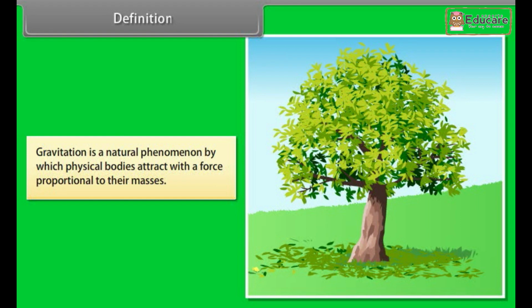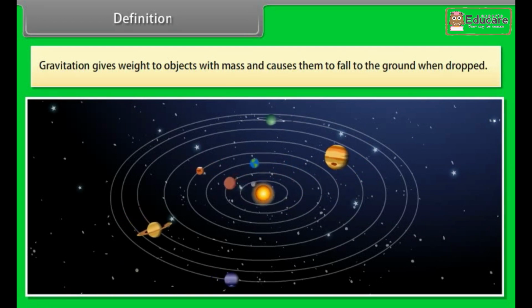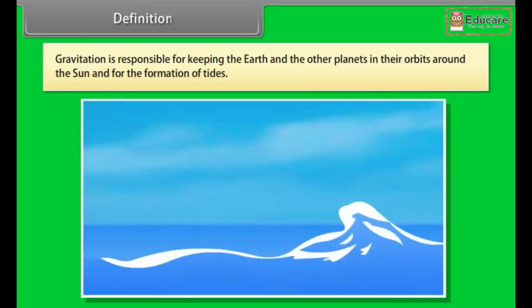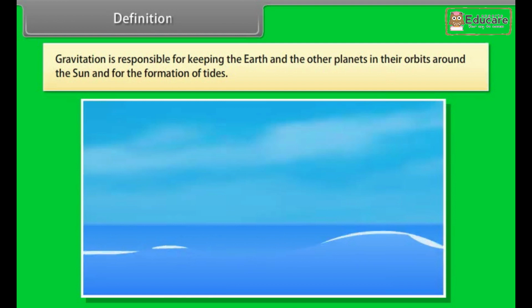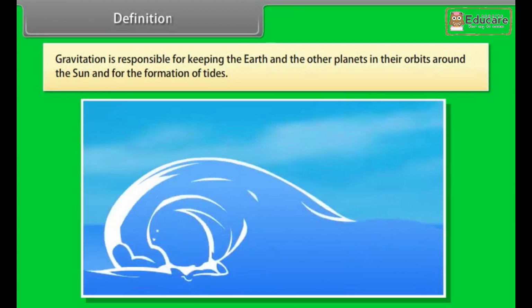Gravitation is most familiar as the agent that gives weight to objects with mass and causes them to fall to the ground when dropped. Gravitation is responsible for keeping the Earth and the other planets in their orbits around the Sun and for the formation of tides.